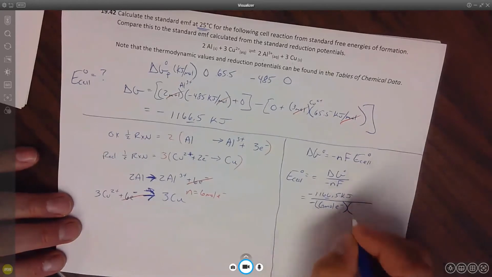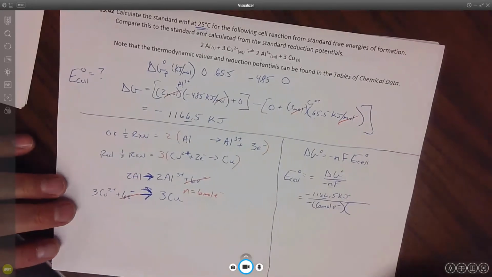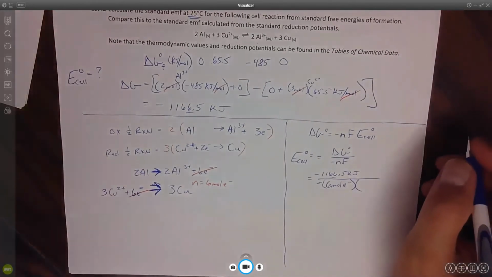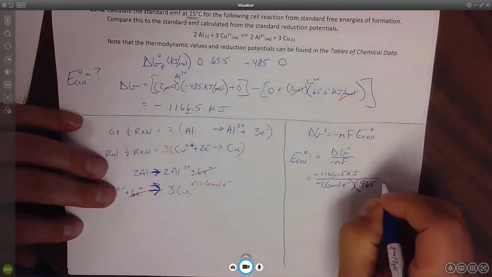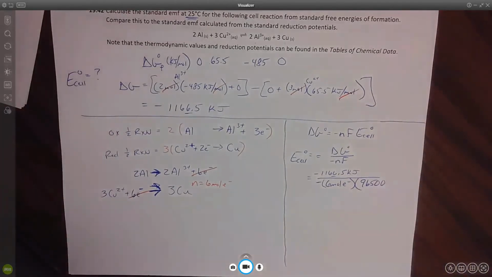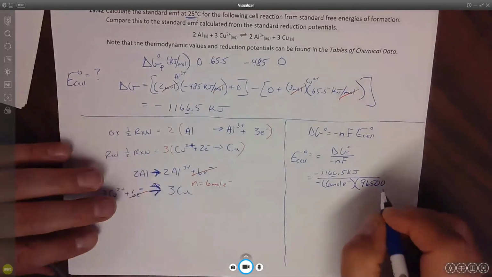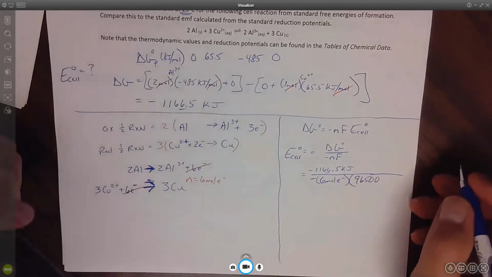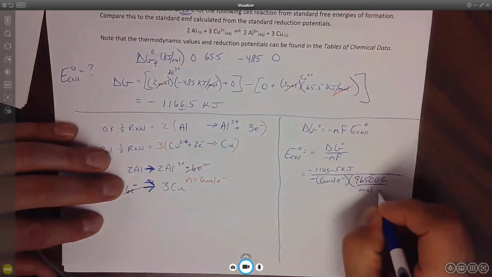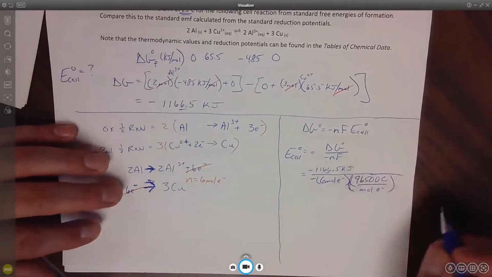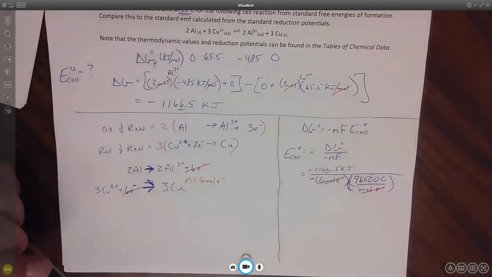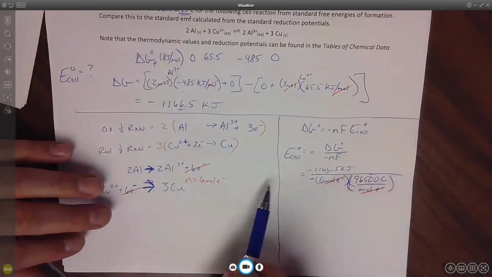What is F? It's Faraday's constant. Do you remember the value? 96,500. And you remember the units. Coulombs per mole of electrons. That's the charge on a mole of electrons. So the moles of electrons cancel.